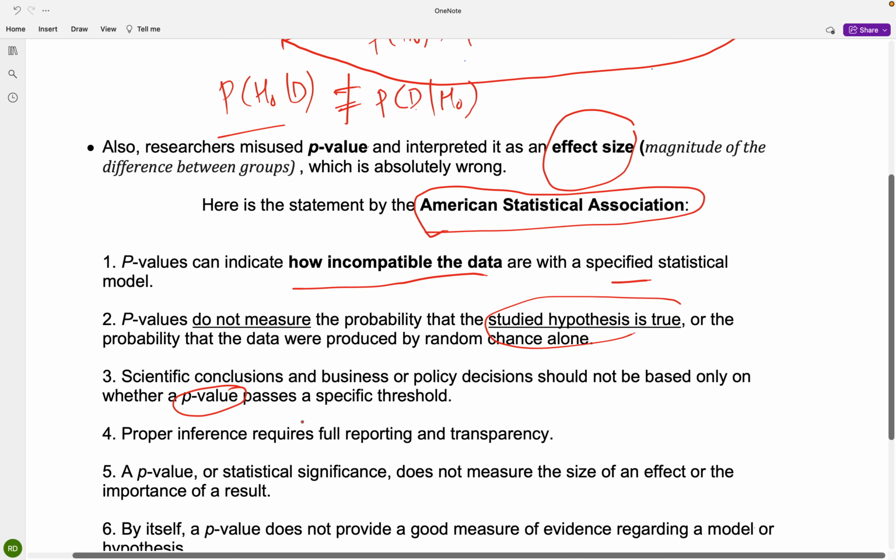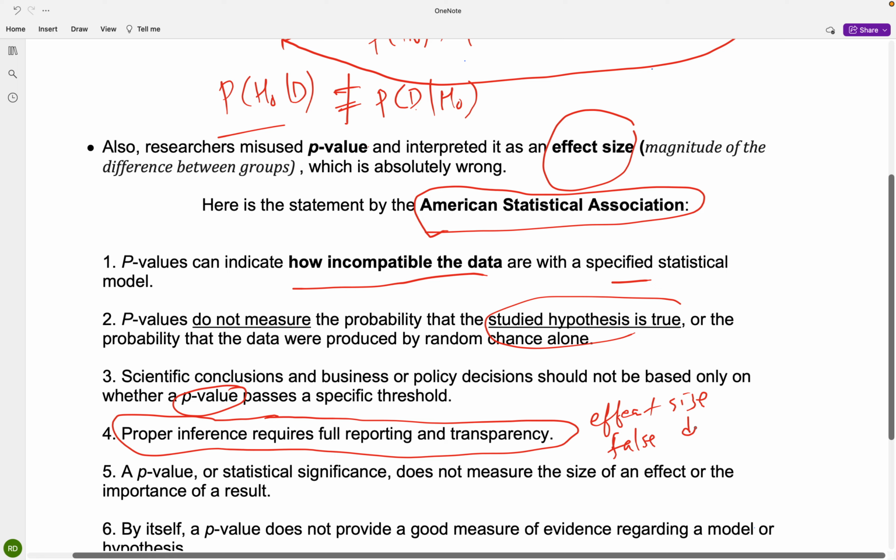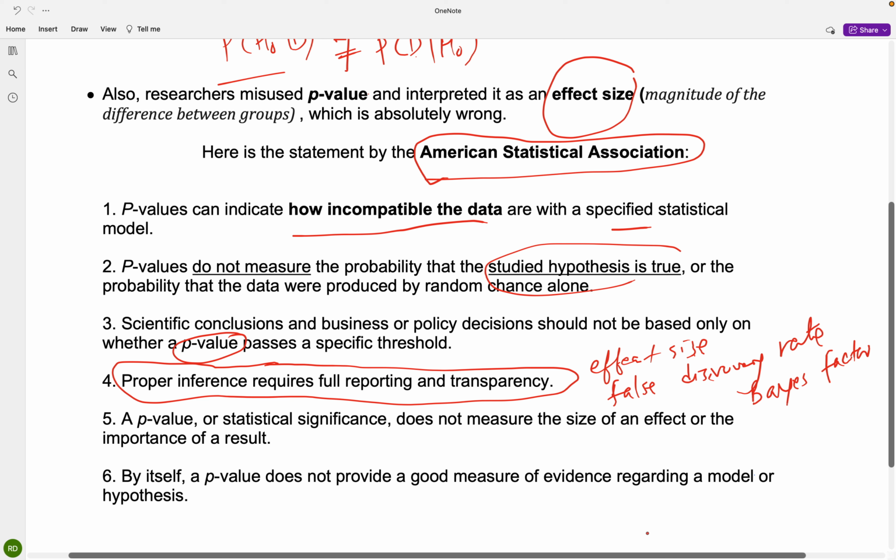And you have to report not only the p-value, you have to report a whole host of data, including the effect size, the false discovery rate, or maybe the Bayes factor, which says what is the likelihood of the alternate hypothesis being true compared to the null hypothesis being true, right? This is simply the ratio of the odds of the alternate hypothesis over the null hypothesis.